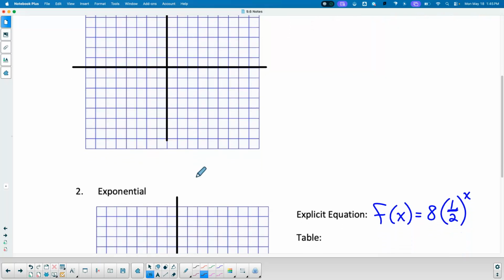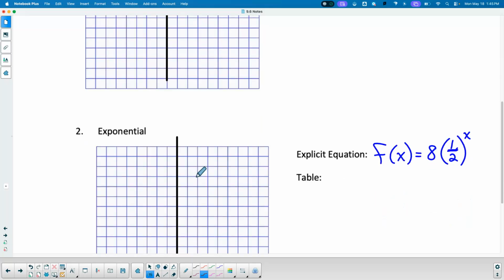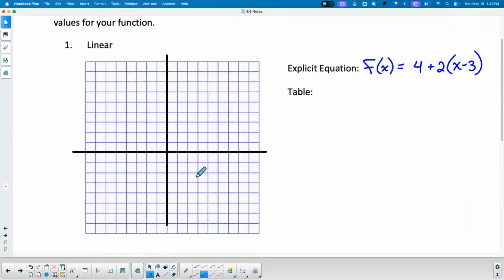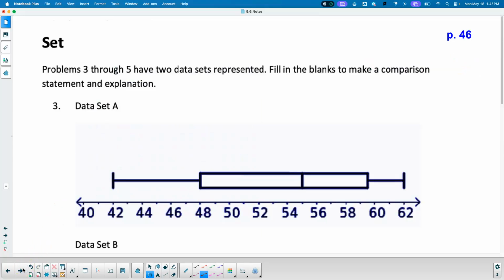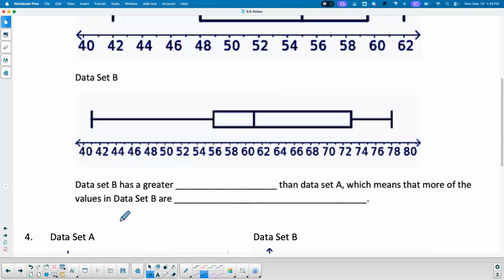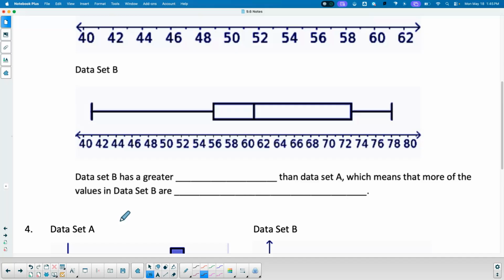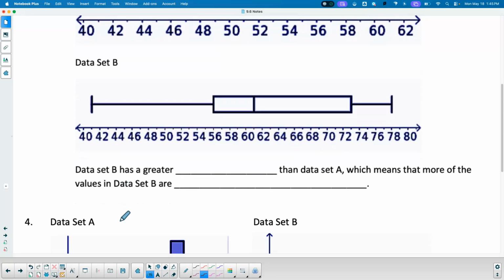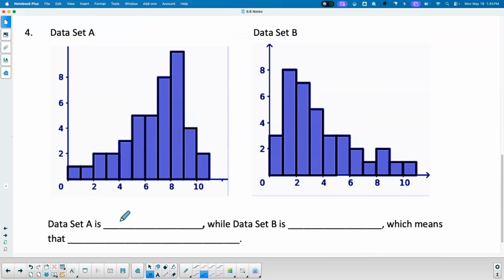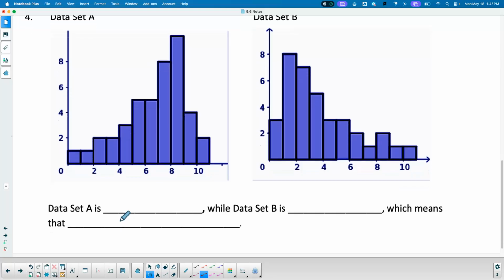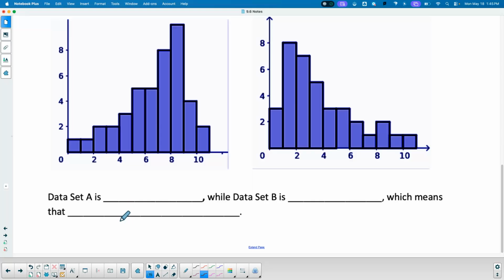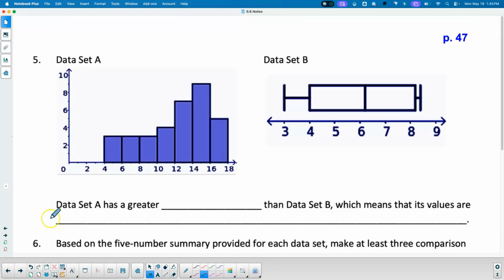Everybody got them written down? Okay? Because those are the ones that you're going to have to graph. So make sure you write them down. Okay? Got them? All right, so we're graphing those two. Then problems 3 through 5 have 2 different data sets, data set A and data set B. Find something that B has greater than A. Find me something data set A has, and maybe we talk shape there on number 4. And on 5, here's the data, and data set A has a greater something.